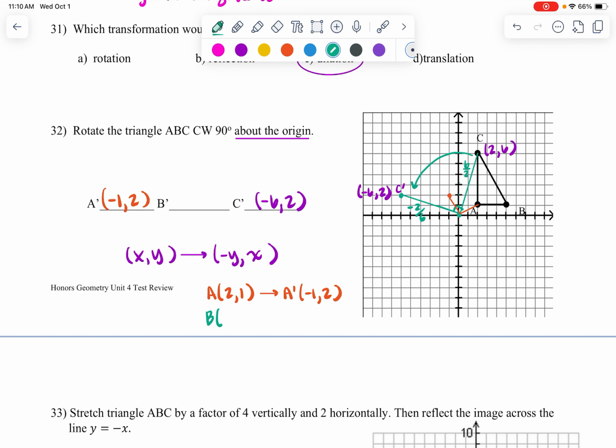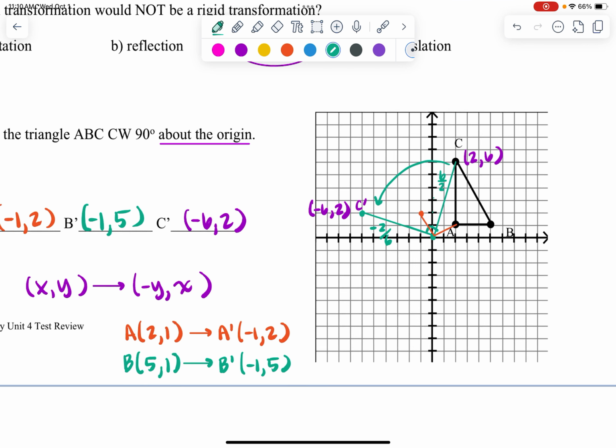What's B? 1, 2, 3, 4, 5, 1. So again, I'm going to negate the y and flip the coordinates. So it's going to become negative 1, 5. And again, I can totally check that on my graph, right? Negative 1, 1, 2, 3, 4, 5. Yep, looks like a right angle. Okay.